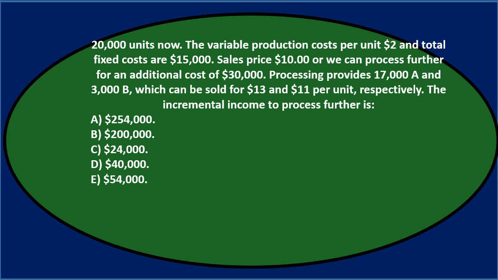The variable production costs per unit $2 and total fixed costs $15,000. Sales price $10, or we can process further for an additional cost of $30,000. Processing provides $17,000A, $3,000B, which can be sold for $13 and $11 per unit, respectively. The incremental income to process further is. So then we have the numbers here.